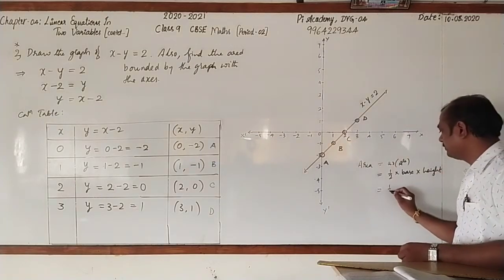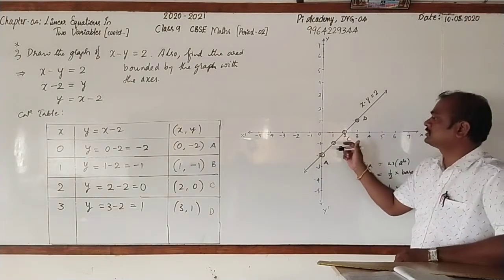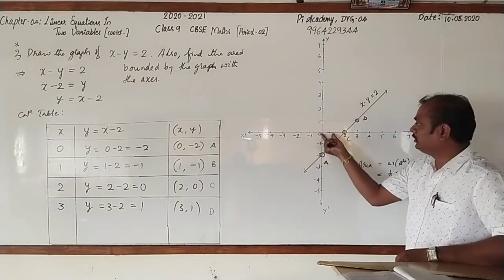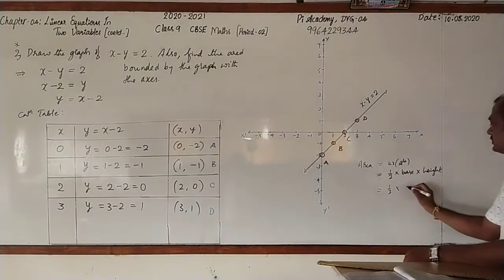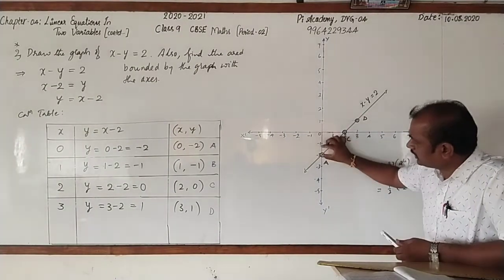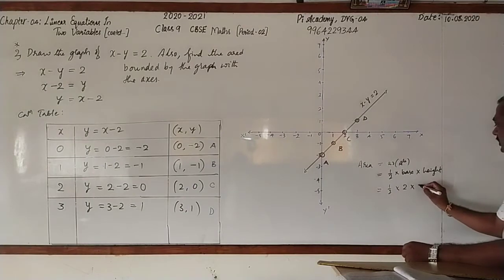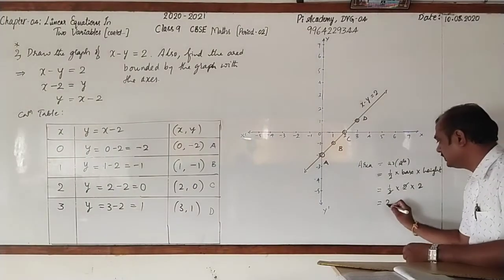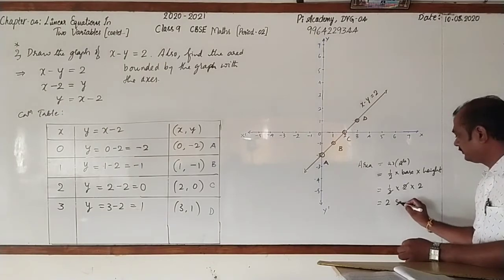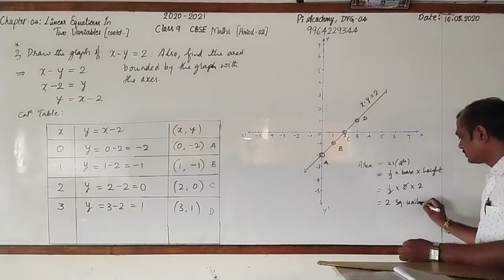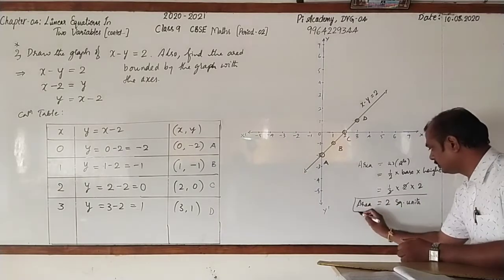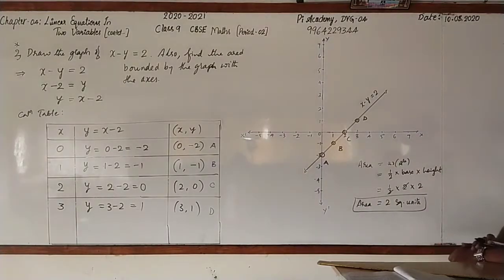What is the base? Observe this. This is the base. How many units? Here 1 unit and 1 unit. Total 2 units. And height, how many are there? 1 unit and 1 unit. 2. 2 and 2 get cancelled. It is 2. What is the standard unit of area? It is square units. So area is equal to 2 square units.